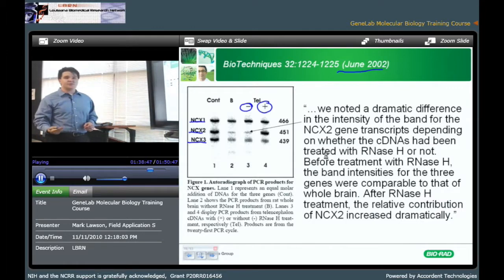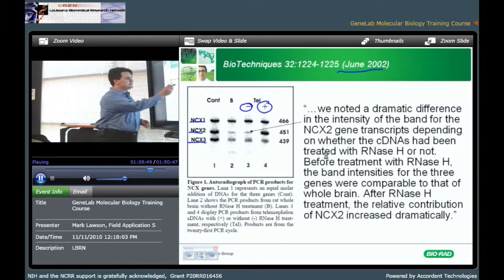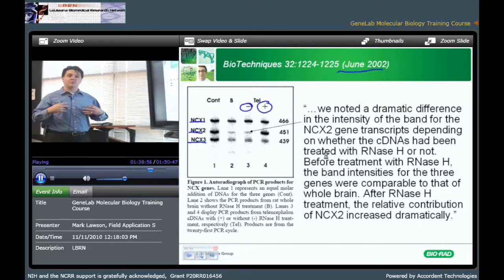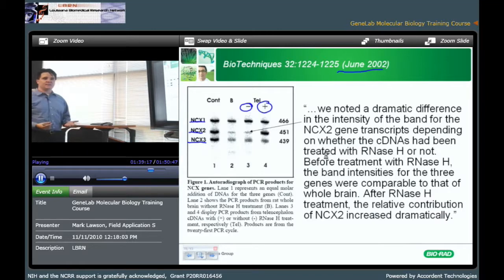If you do not treat with RNase H, the NCX2 disappears. And that's because it's being bound up by the remaining RNA, and it's preventing its transfer to the second strand cDNA synthesis reaction. So it's very important that you have an RNase H step somewhere in there. If you're going to use Superscript, make sure you do the supplementary 20-minute incubation followed by an activation of RNase H, or use a wild type MMLV.